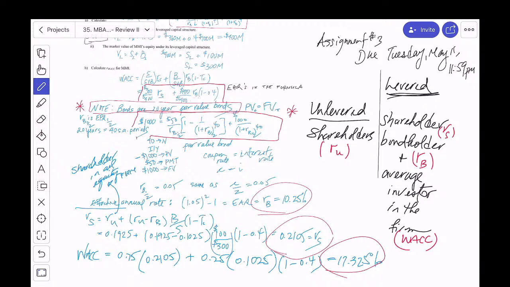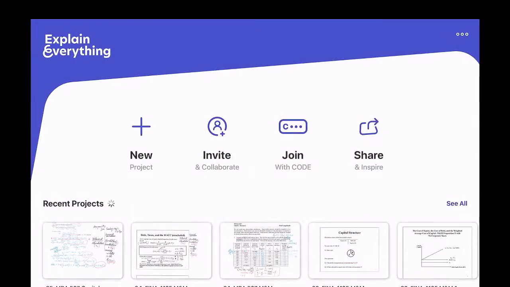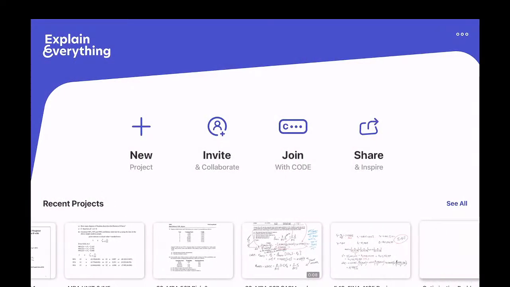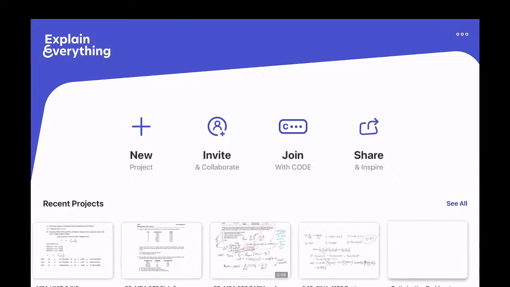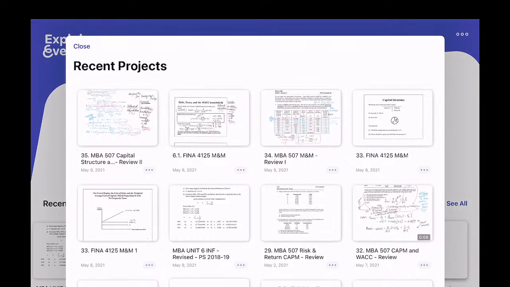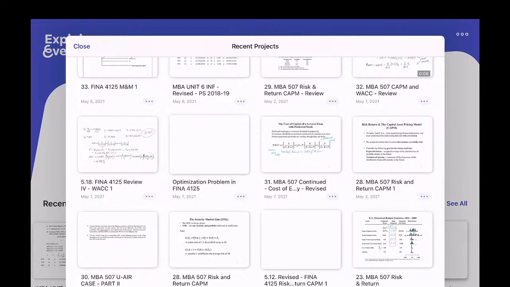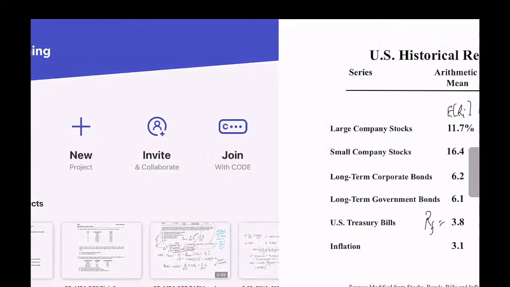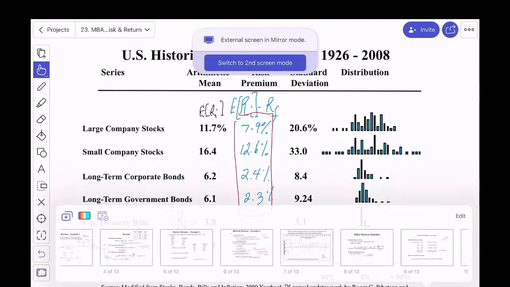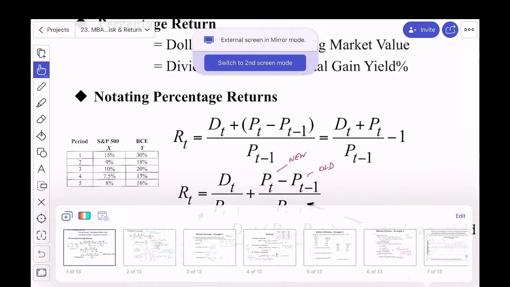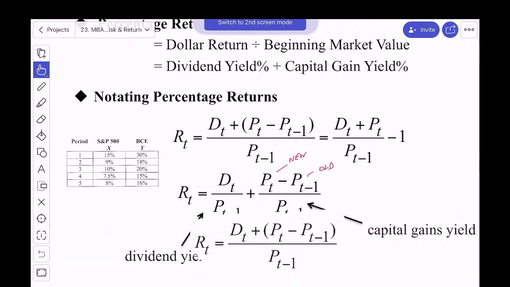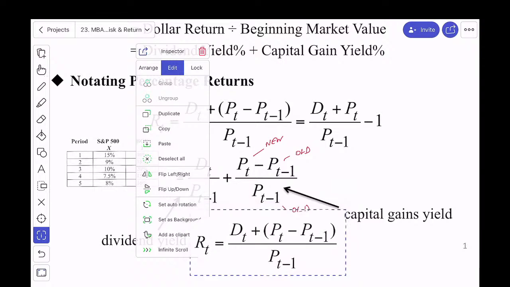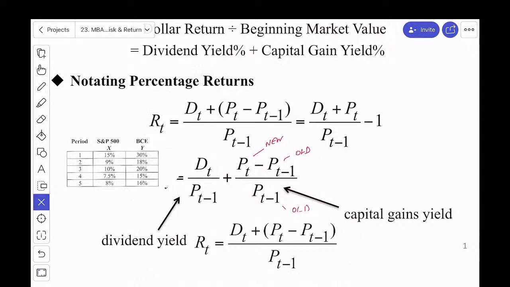Capital gains and dividend. Well, if you remember, let's see where we learned about that. That was here. Risk and return. Remember this? Risk and return.